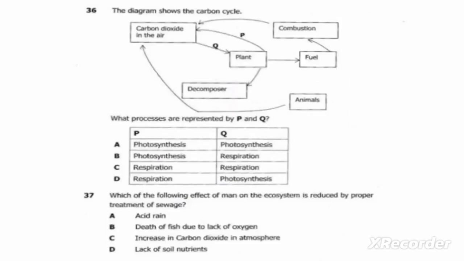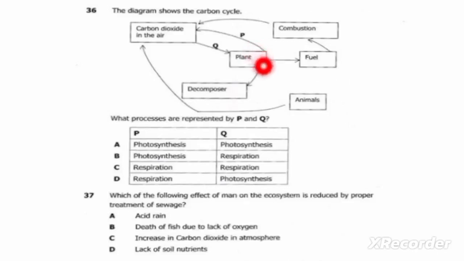We shift to the next question, which is question 36. The question reads, the diagram shows the carbon cycle. What processes are represented by P and Q? So let us identify P. Where is P? P is here.